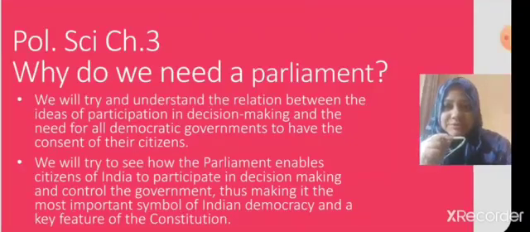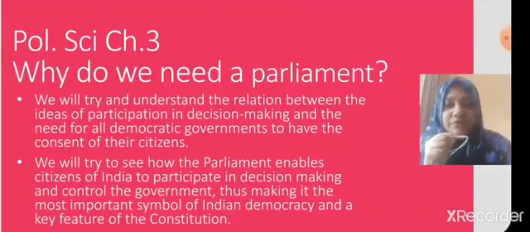democratic government. We will also try to see how Parliament enables citizens of India to participate in decision making and control the government, not just decision making, children, but also how the control of the government is in the hands of the citizens of India. Thus making it the most important symbol of Indian democracy and a key feature of the Indian Constitution.